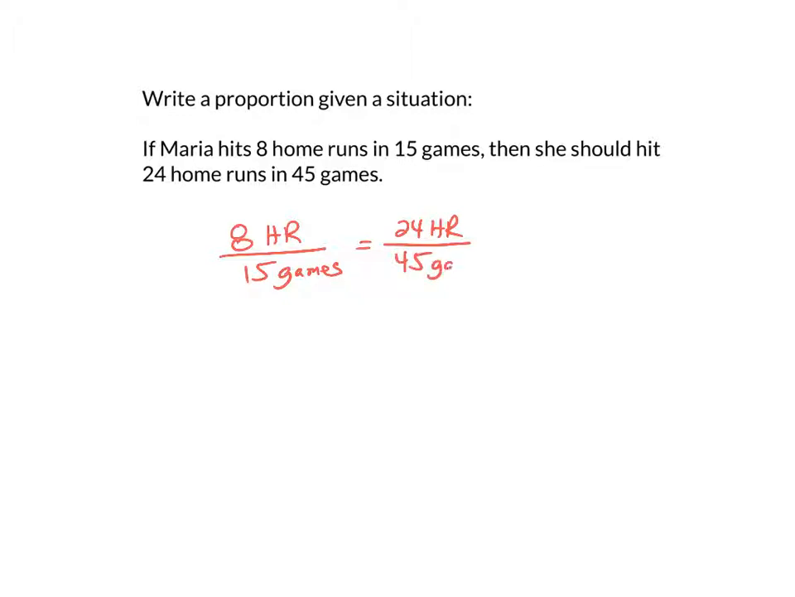And once again, notice that in both cases, I have home runs for the numerator and games for the denominator. It is important that you do that. These are equal to each other. It is a proportion. 8 times 45, if I were to go through and multiply 8 times 45, I would get the same product as 15 times 24. And I will leave that to you to do the math just to make sure.